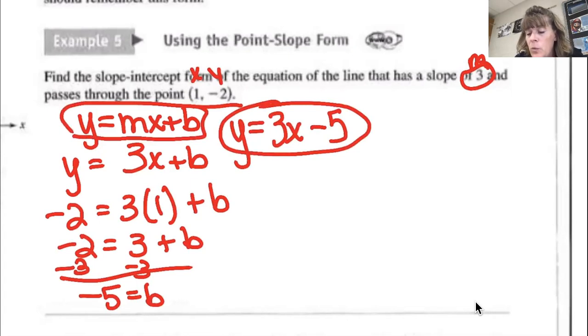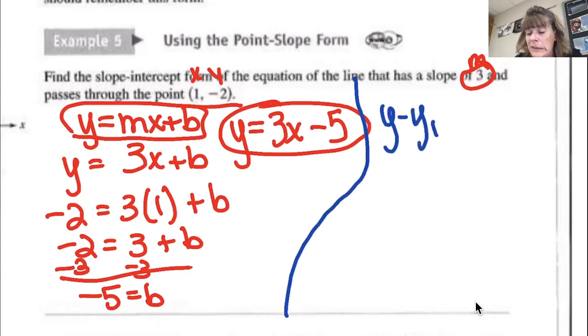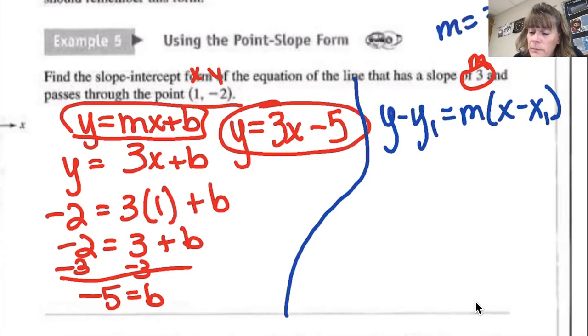But if you wanted to use the point slope form of a line, which I think is easier in this case, but if you're not used to it, then it's not easier. The point slope form of a line looks like this. Well, our m is 3, our x1 is 1, and our y1 is negative 2. That's from this point right here.